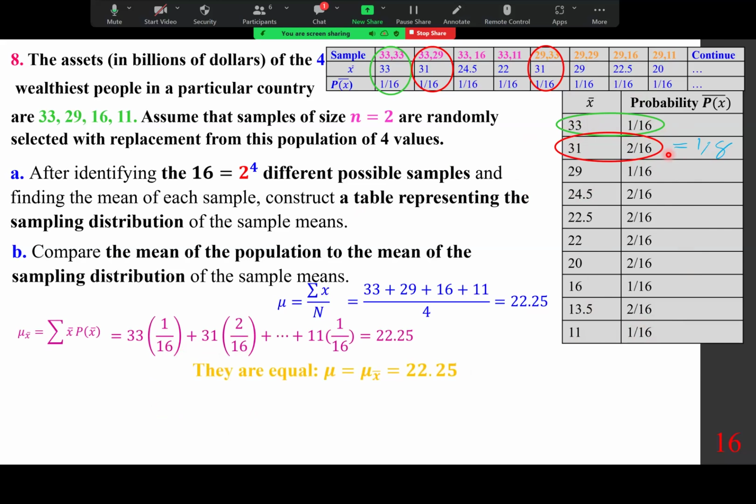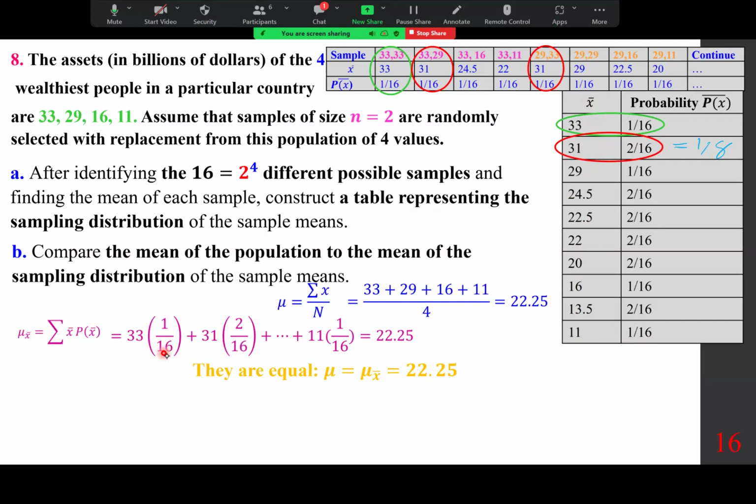As you can see, this is mu of X bar. Why is this called mu of X bar? Because we are calculating the average for X bar. How do you calculate the average for X bar? Add them up, divide by the total size, which is 16. That's why that 1 over 16 or 2 over 16 comes about.